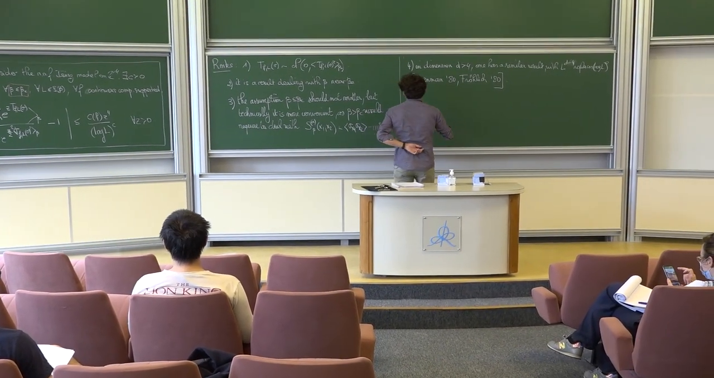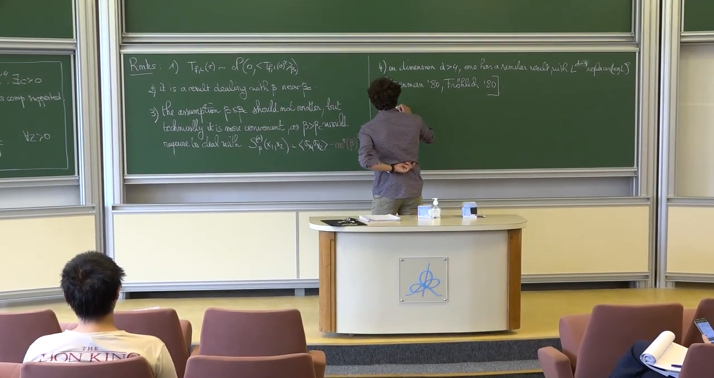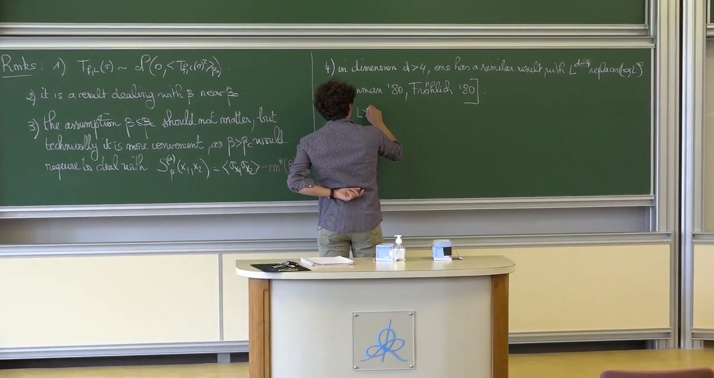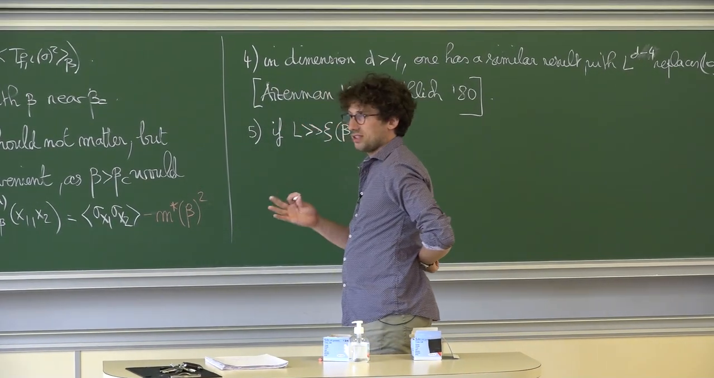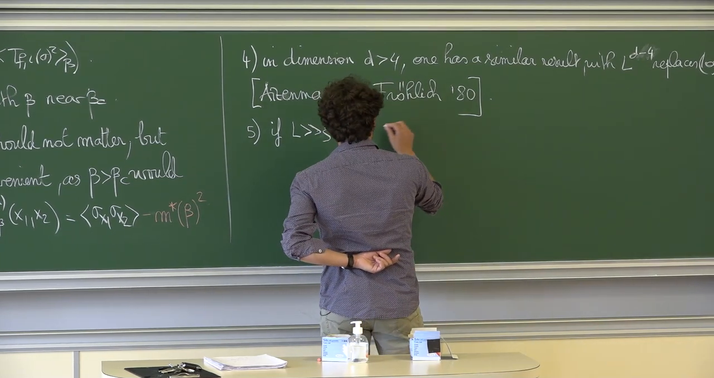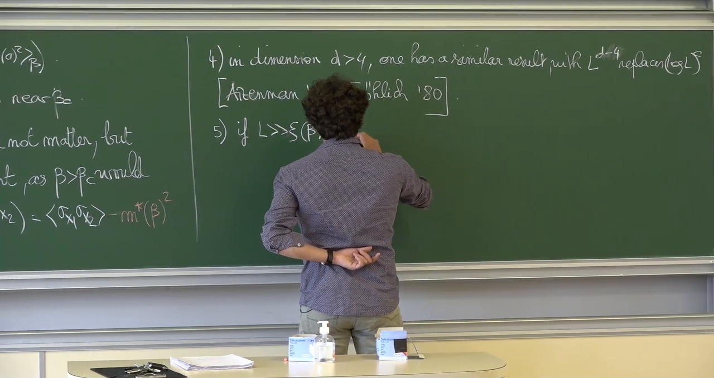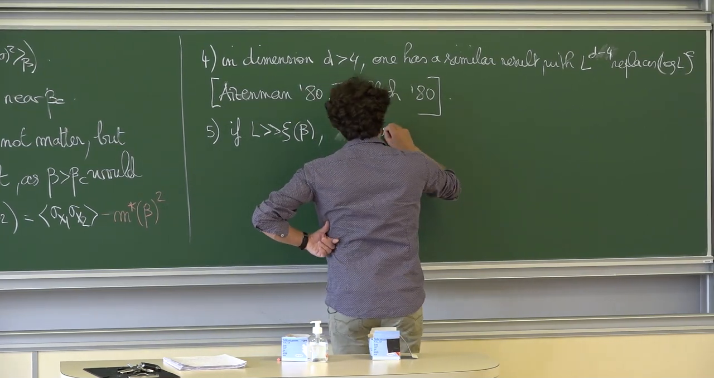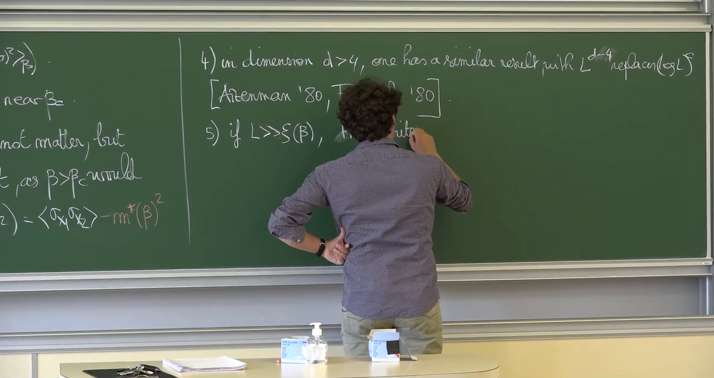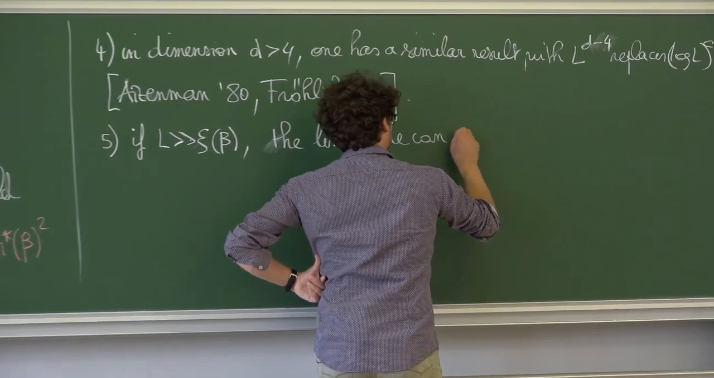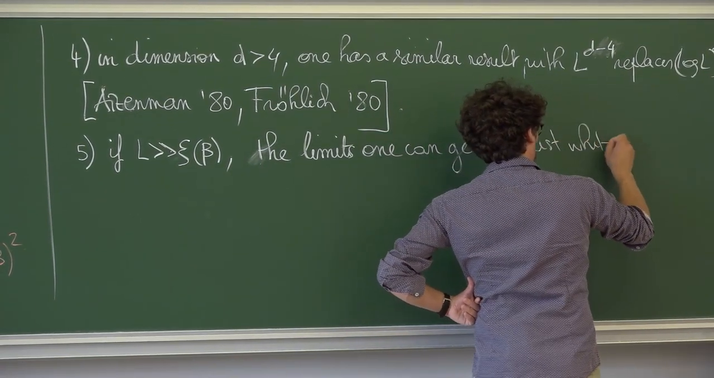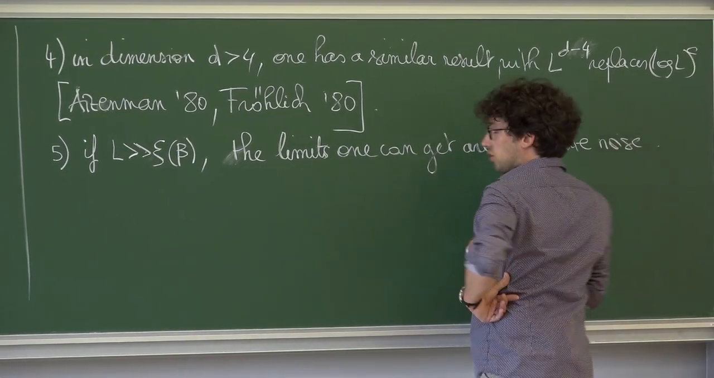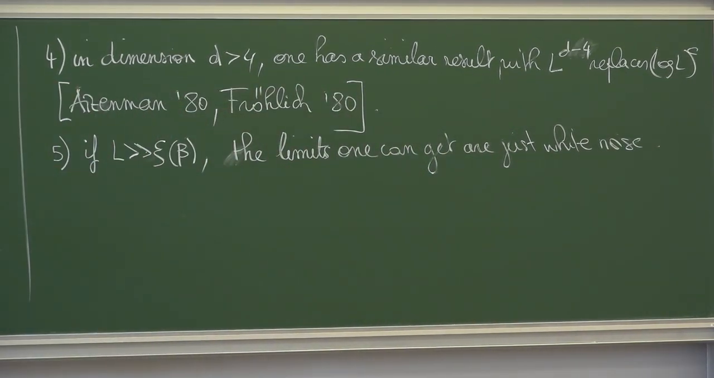So it was a comment that somebody made about this assumption. If L is much larger than psi of beta, in fact, the result is still true in some sense. It's just that the limits one can get are just white noise. So you get a Gaussian process, except that the covariance is zero for any points that are not equal.